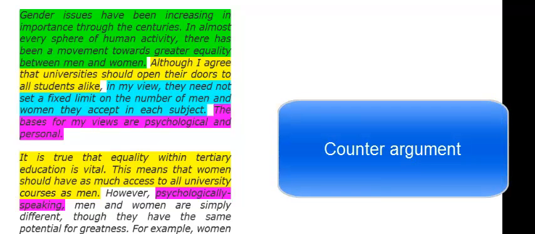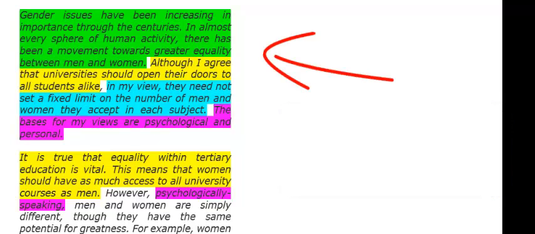So the first body paragraph starts with, "It is true that equality within tertiary education is vital. This means that women should have as much access to all university courses as men." So what is the point of this? Well, this is the counter argument, and it links back to the yellow part in the introduction. Although I agree that universities should open their doors to all students alike. So I'm linking back to my introduction. I'm providing a little bit of the counter argument, and then basically what I do is now move into my main point.